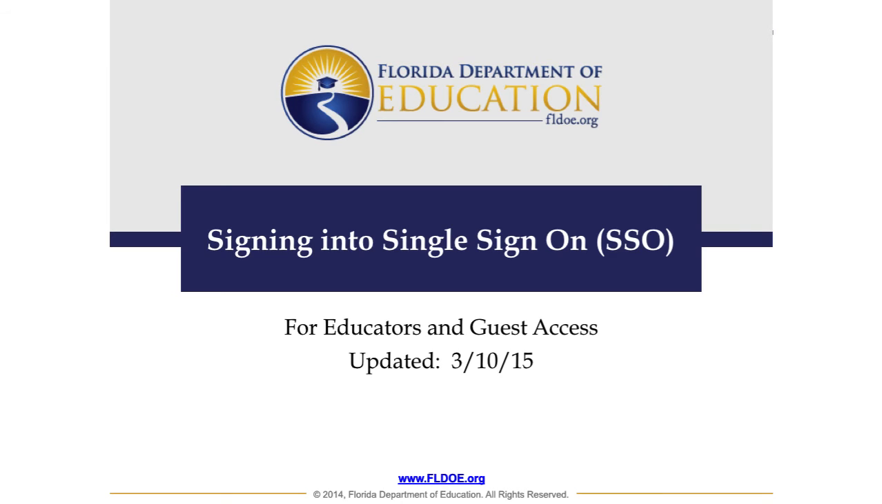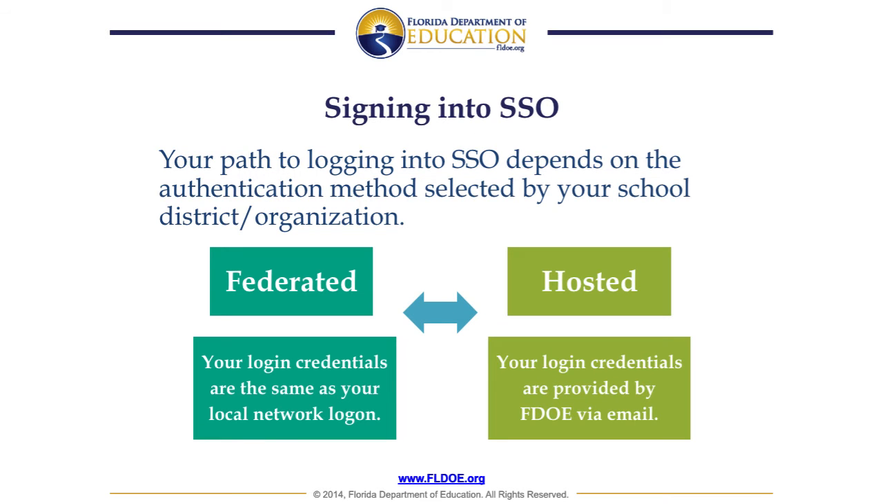Next, let's take a look at how to sign in to the WCG modules. When signing into SSO, there are two paths to logging in, the federated or hosted. Under the federated column, your login credentials are the same as your local network logon. For example, if you are employed with a school district, you can access it with your username and password for that particular school district. Hosted means that your login credentials are provided by the FDOE via email.